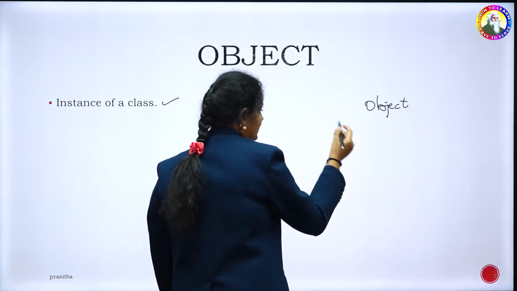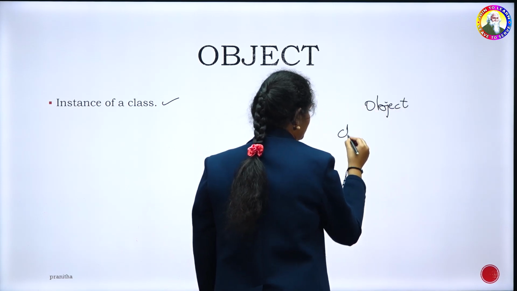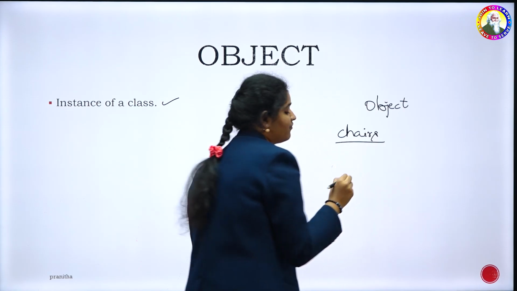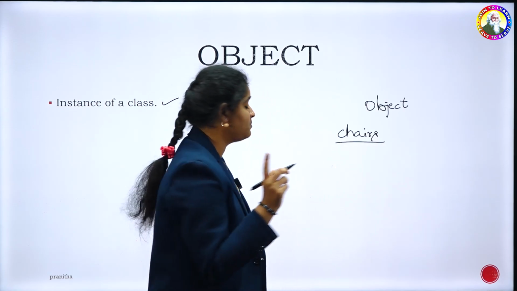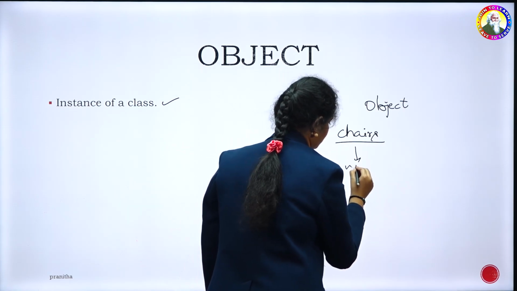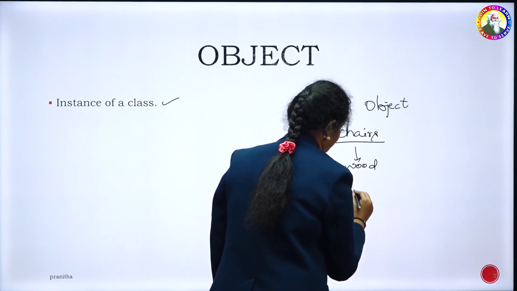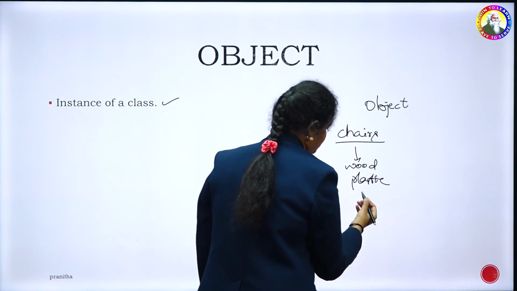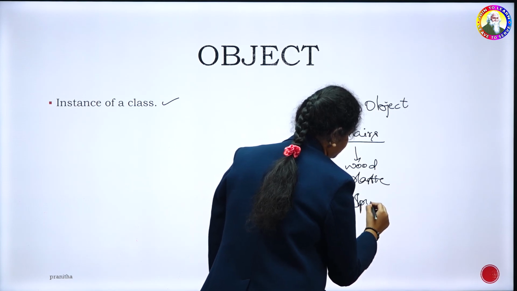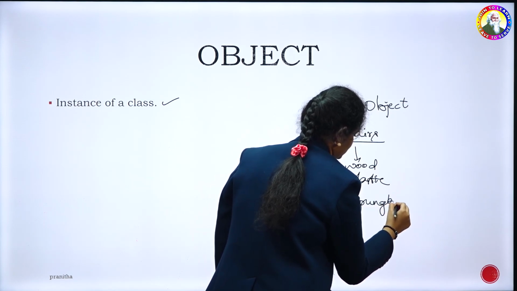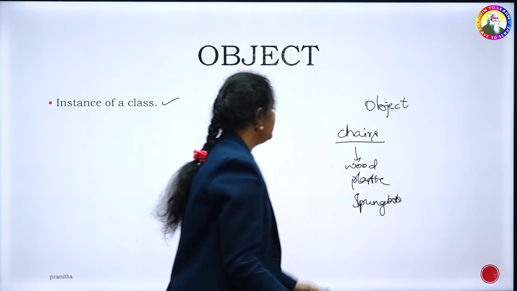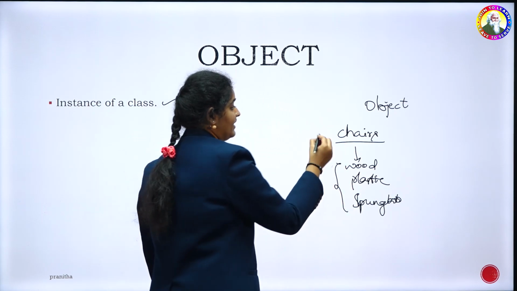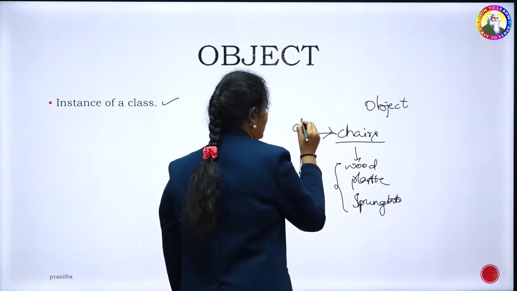As I told you the pen example, now you can see chairs. We have n number of companies for chairs. The qualities may be wood type, or plastic, or sponge, with SpongeBob models. These are the things which will be called objects, and here chairs are called the class.